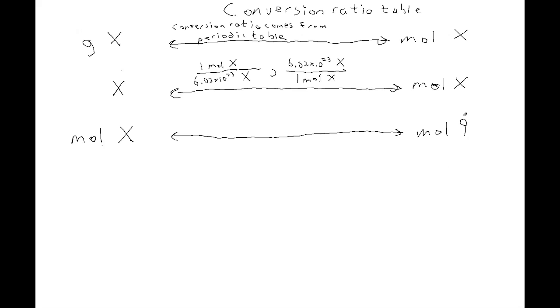That's our new conversion: moles of X to moles of Y. Now, obviously, on any individual problem, you're not going to use the words X and Y. You'll use the individual substances, like moles of N2 to moles of NH3. So these are just placeholders.